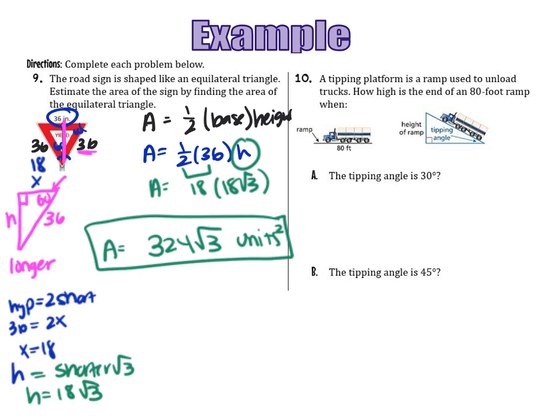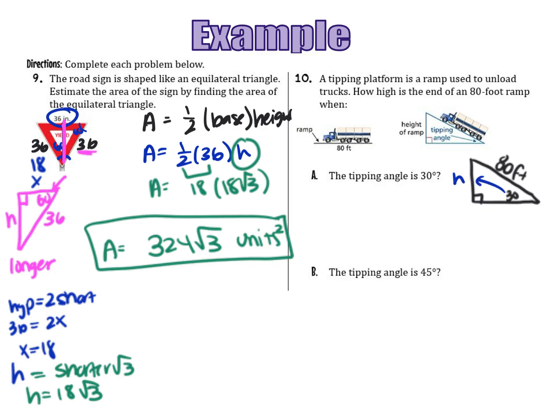For number 10, it says a tipping platform is a ramp used to unload trucks. How high is the end of an 80-foot ramp when A, the tipping angle is 30, and B, the tipping angle is 45? So let's go ahead and start by drawing the triangles that we're going to need to do part A. So here I have my 30-degree angle. I'm also going to note that the ramp itself is 80 feet, and that's not going to change. And then what I want is I want the height. So I want this side.